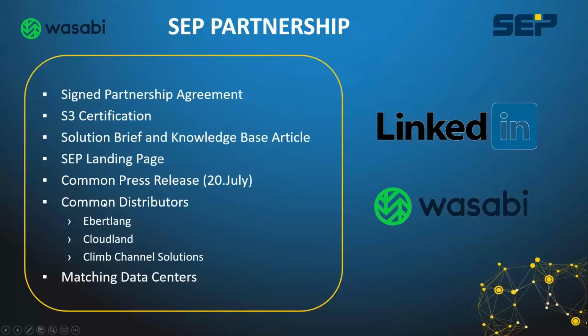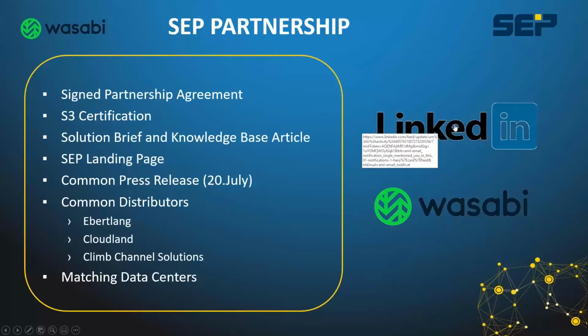And then we have some common distributors like Ebertlang, Cloudland in the Benelux, and the Climb Channel Solutions in the US. And these are exactly the countries where Wasabi has data centers. They have a data center for Ebertlang in Frankfurt, for Cloudland in Amsterdam, and for sure in the US for Climb Channel Solutions. So from a distributor perspective and data center perspective, this matches perfectly with the SEP distributor channel structure.